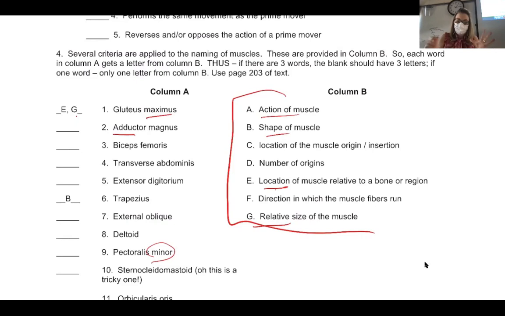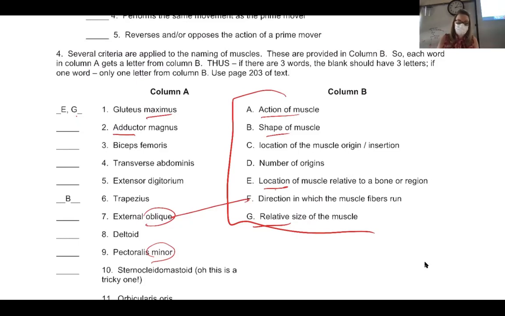Okay. Location and muscle origin, like gluteus, like brachialis. Okay. Number of origins, biceps femoris has 2. Triceps has 3. It's right here. Okay. Location of muscle relative to a bone or region, like your gluteus. It's on your bone. Direction, oblique is direction. So if you don't know what that means, that's oblique. But relative size of the muscles.